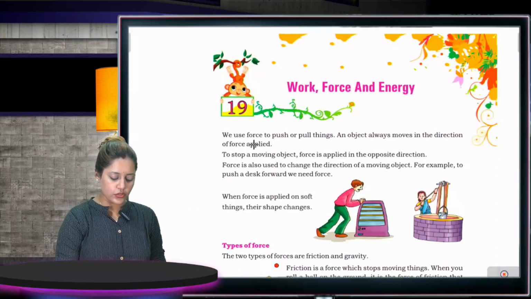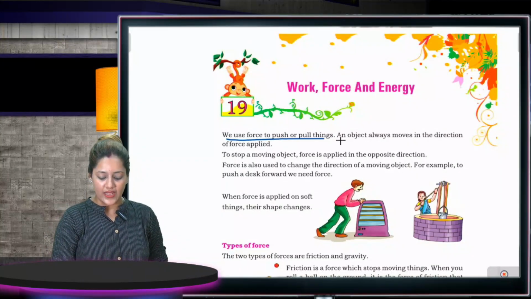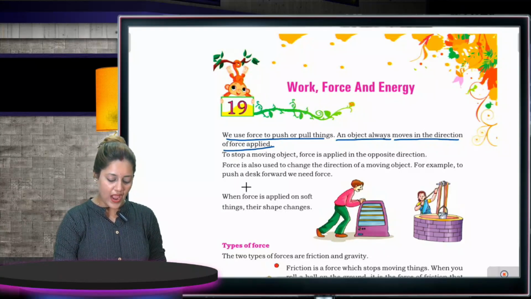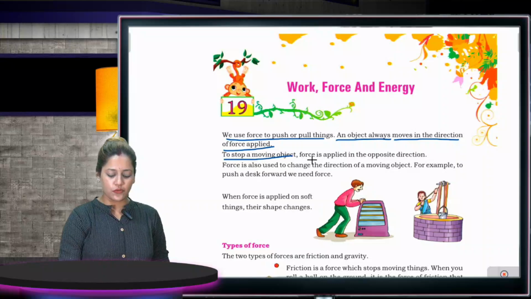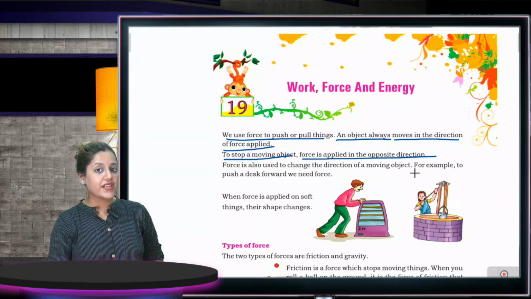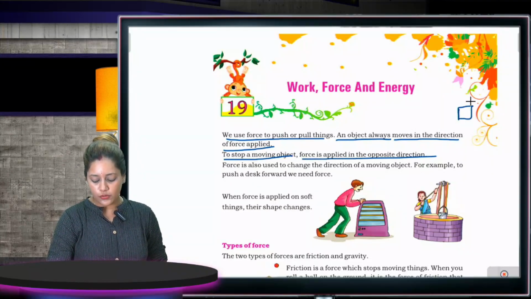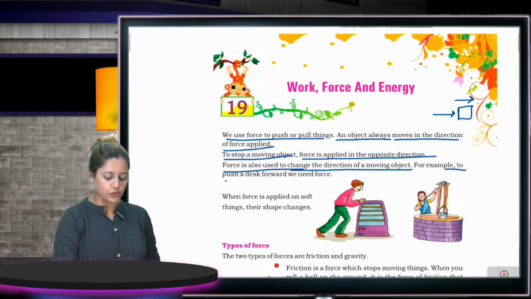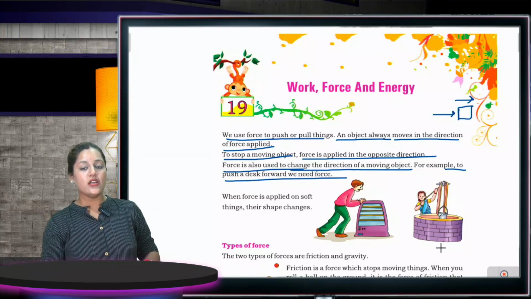We use force to push or pull things. An object always moves in the direction of the force applied. To stop a moving object, force is applied in the opposite direction. Means if we want to push something in this direction, you have to put force on it. Force is also used to change the direction of a moving object. For example, to push a desk forward, we need force.